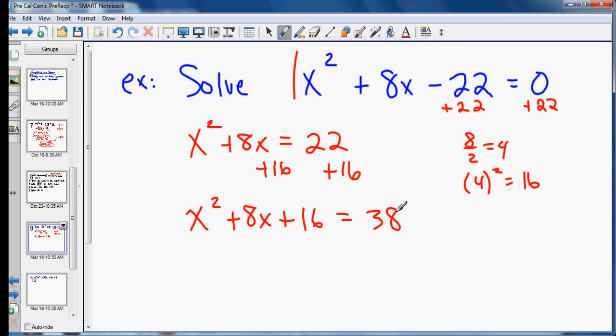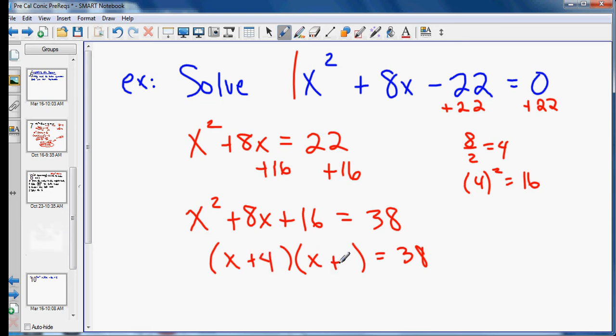Step 4 is to factor the left side. So we need things that will multiply to be 16 and add up to positive 8, so that'll be plus 4 for both of them. That can be written as x plus 4 squared is equal to 38.